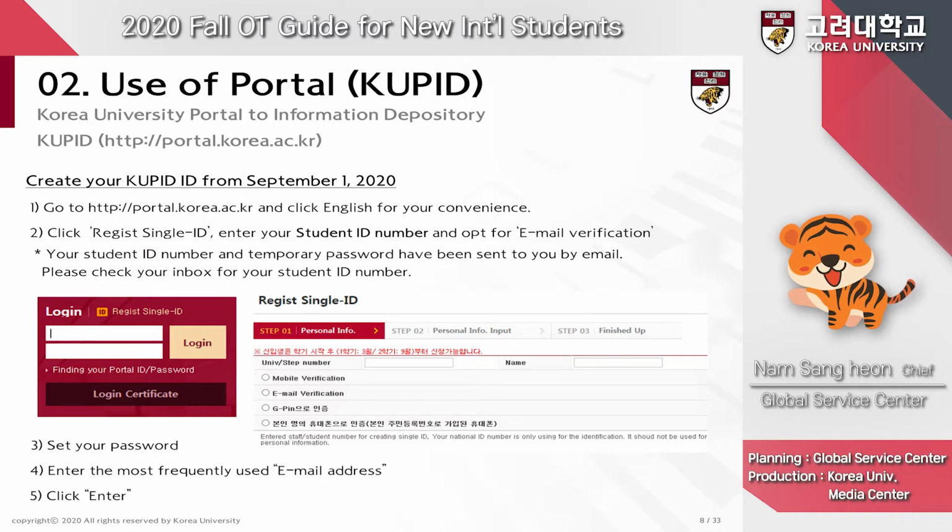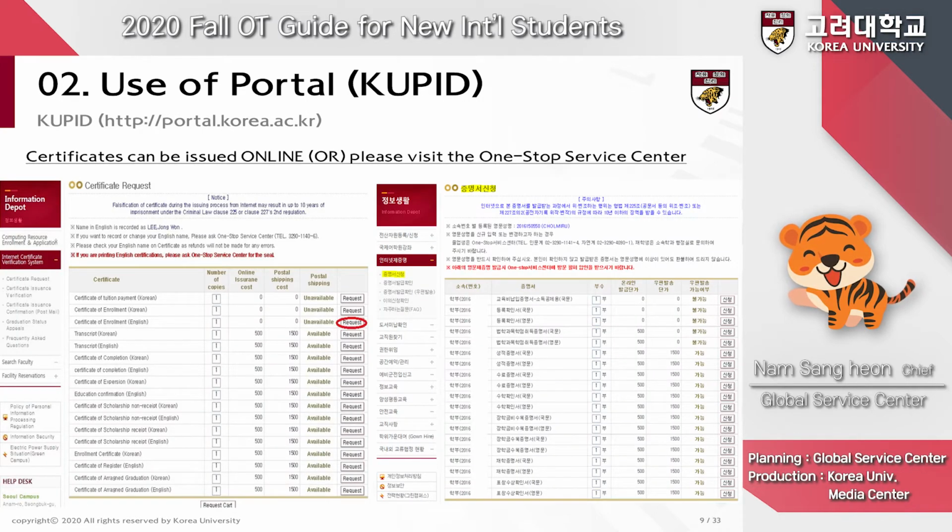You can create an ID and register starting from September 1st as shown in this slide, and you can click English as the option for language for your convenience. Follow these steps on the screen and don't forget to opt for email verification to create an ID and password. On Cupid, you can also get your certificates and different documents issued. And for your information, you can actually get these same documents issued at the One-Stop Service Center on campus by visiting in person as well.